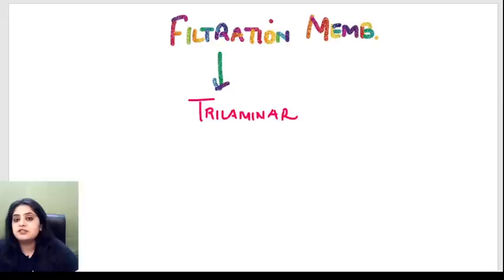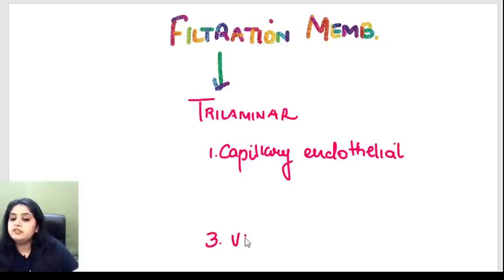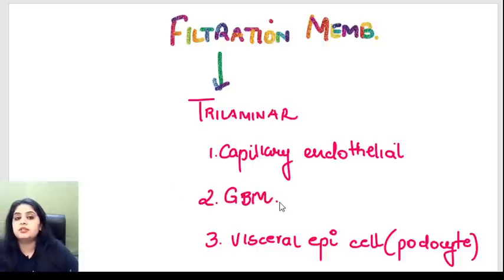So that is what I asked you. What are the three layers? So number one, you will say there is a capillary endothelial cell layer. On the inner side it is endothelial cell that is present. On the outside there is a visceral epithelial layer that is present, and not the entire cell that I'm more or less worried about. I am more concerned about the foot processes of that cell. And finally, sandwiched between the two, we have the glomerular basement membrane.